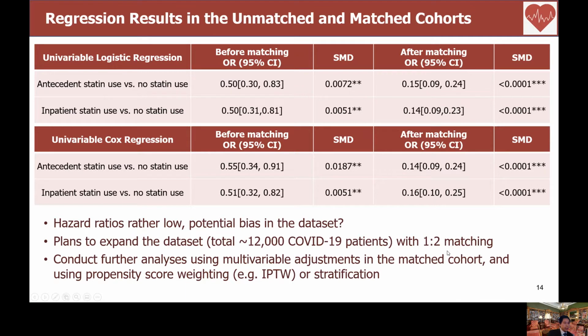So there are some differences in opinion about whether we should do this. Some reviewers say that we shouldn't do it because it's already been matched, whereas other reviewers say there are also some potential imbalances after matching, so you should look at adjustments in the matched cohort as well. And in any case, we're also going to look at other propensity score methods, such as weighting and stratification.